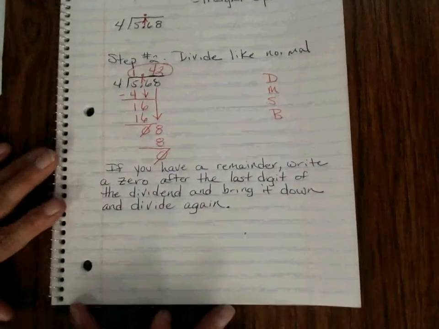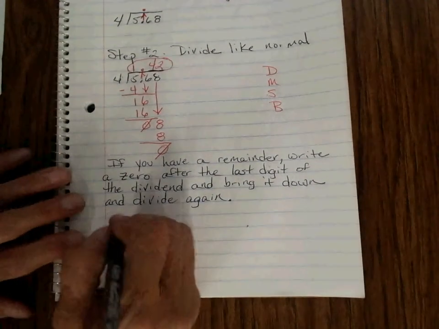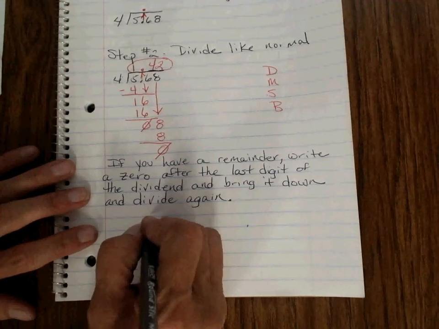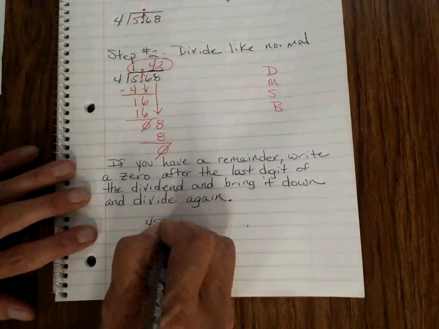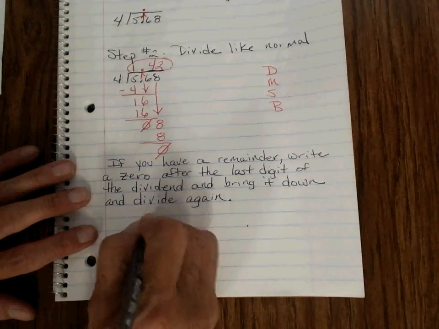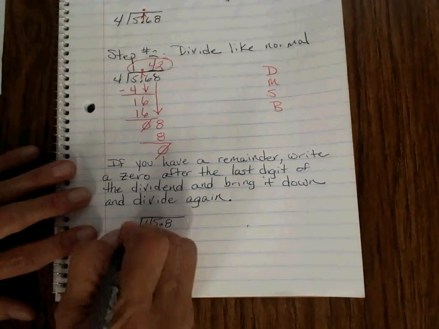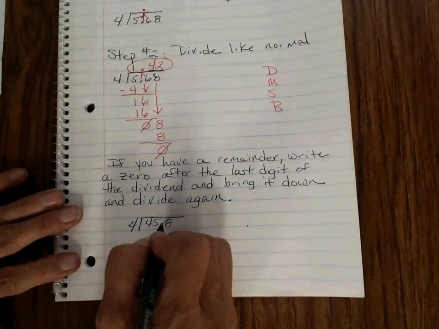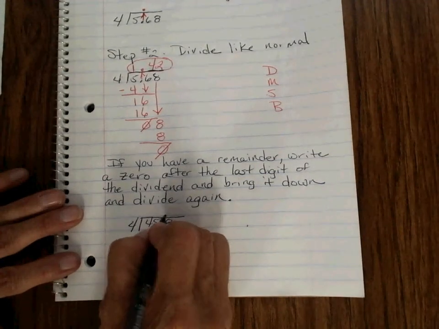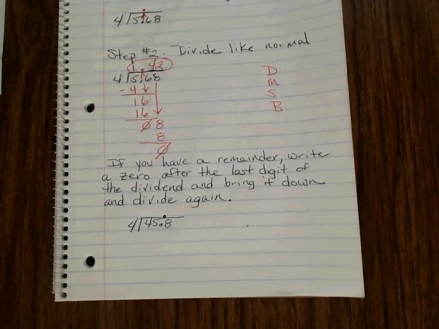Okay, so here's a sample problem for us. Let's say we have 45 and 8/10 divided by 4. Well, step 1 says to bring my decimal straight up first. So there we go. There's step 1.